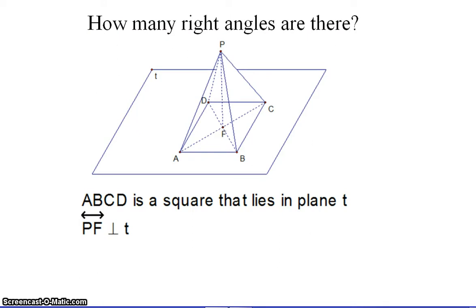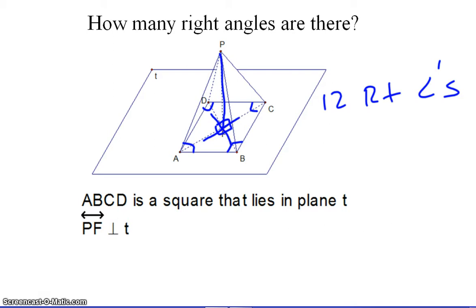Go ahead and pause the video for a second here, looking at this problem, and see how many right angles you can find. After doing this, we can see that there are 12 right angles. Because it says that ABCD is a square, we have the 4 right angles down here. We also have that the diagonals are perpendicular, so we have the 4 right angles there. And then also, because PF is perpendicular to T, we have the 4 vertical right angles coming down with PFA, PFD, PFC, and PFB. So there are 12 right angles.